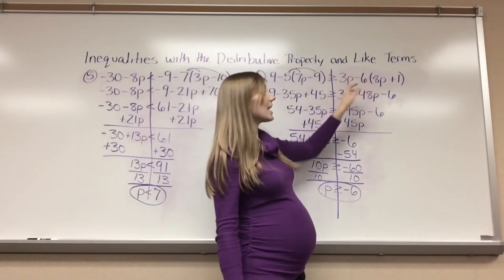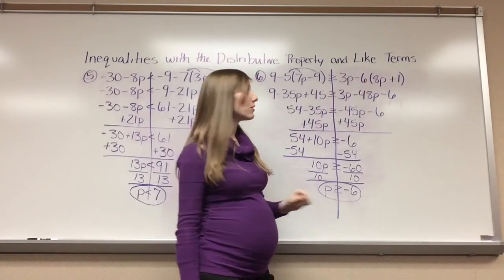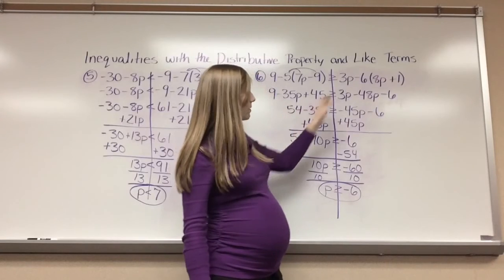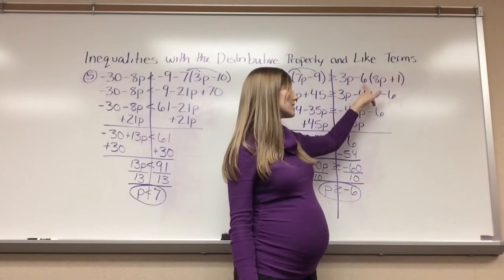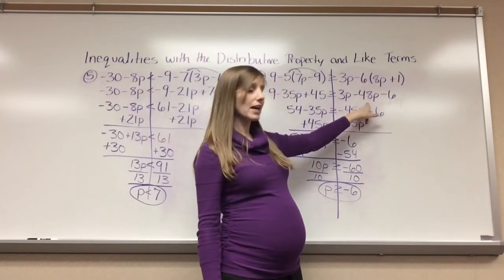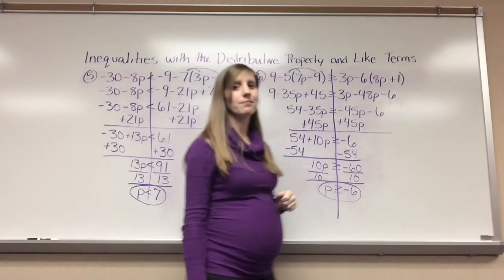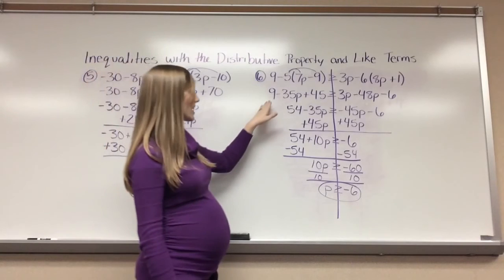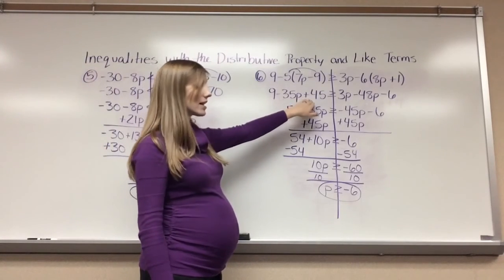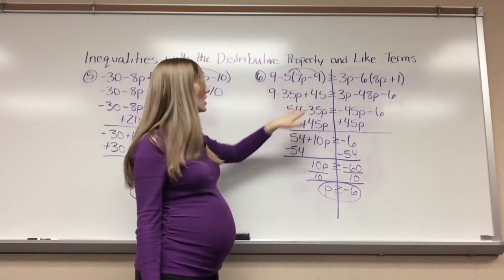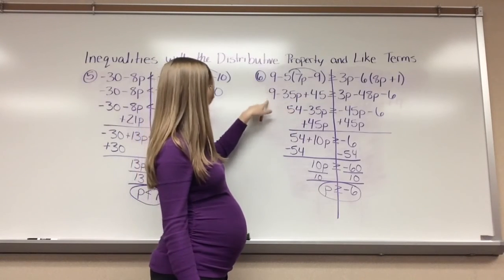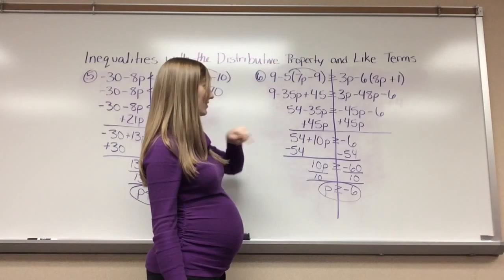On the right-hand side, I also did the distributive property over here because I had another set of parentheses. So I multiplied both terms by negative 6. I got negative 48p and negative 6. After that, I combined like terms. So on the left-hand side, my positive 9 and my positive 45 are like terms. So I brought those together and got positive 54. Sorry, 9 and 45 gave me the positive 54.